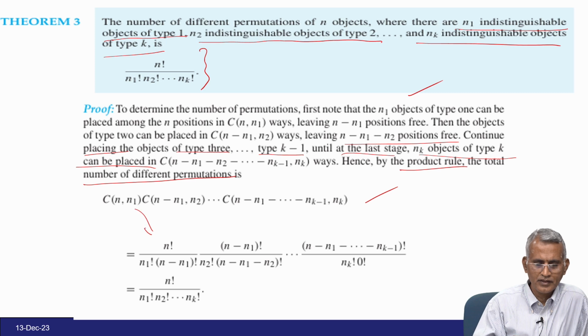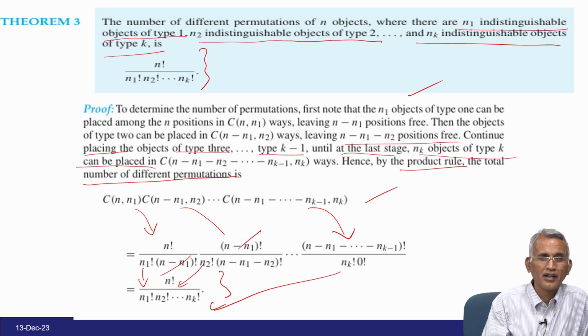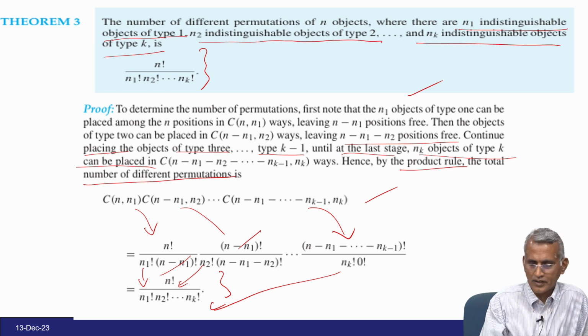The meaning is n factorial by n1 factorial into n minus n1 factorial, times n minus n1 factorial by n2 factorial into n minus n1 minus n2 factorial, and so on, to nk factorial into 0 factorial. Therefore, cancelling terms as they go, we have the resultant n factorial by n1 factorial, n2 factorial and so on nk factorial. This is the required result of the given question.